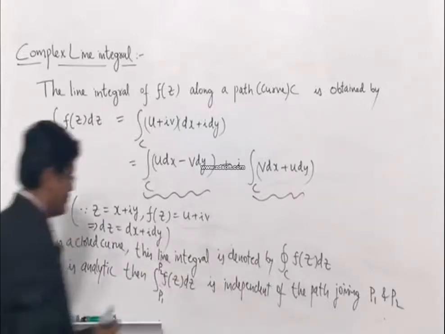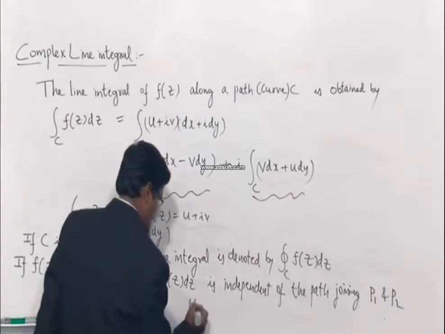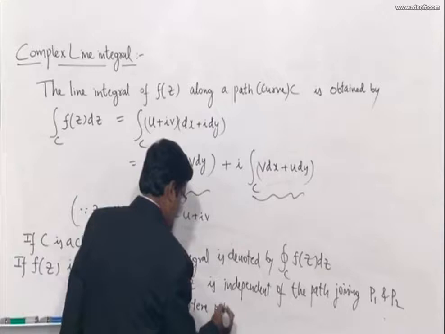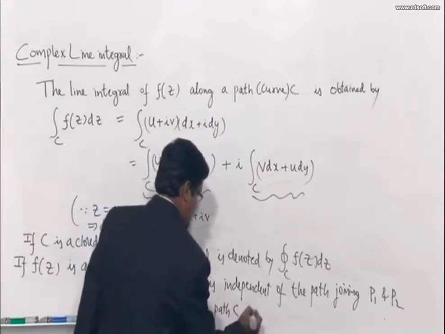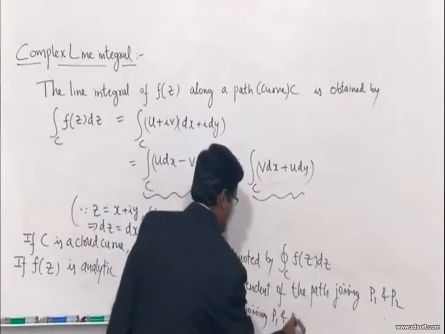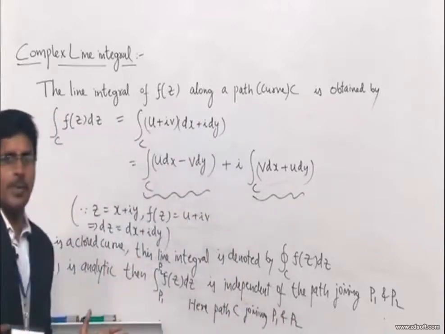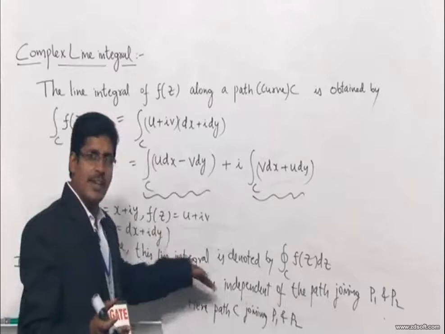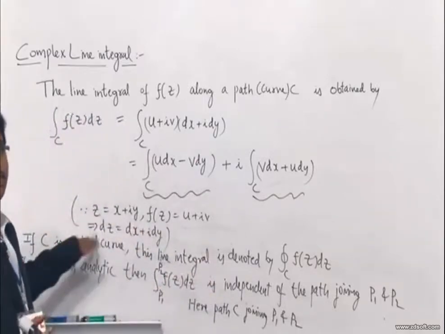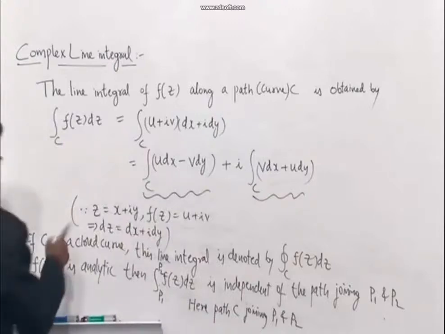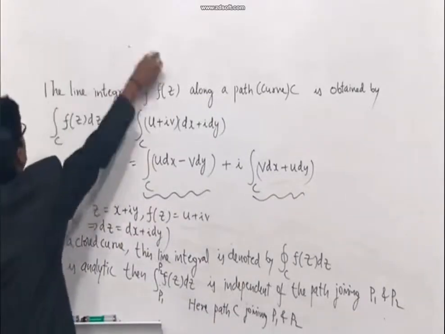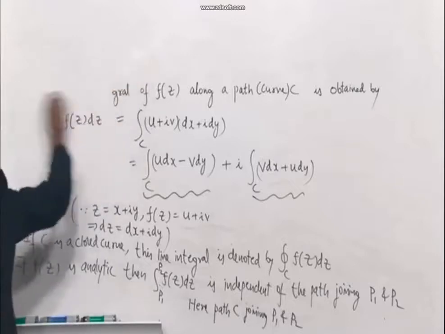That is, here, path C joining P1 and P2. Between 2 points there are so many paths, but this line integral is independent of the path joining the 2 points, lower limit and upper limit P1 P2, whenever f of z is analytic. Whenever f of z is not analytic, then in some problems it is dependent on the path, in some other problems it is independent of the path.